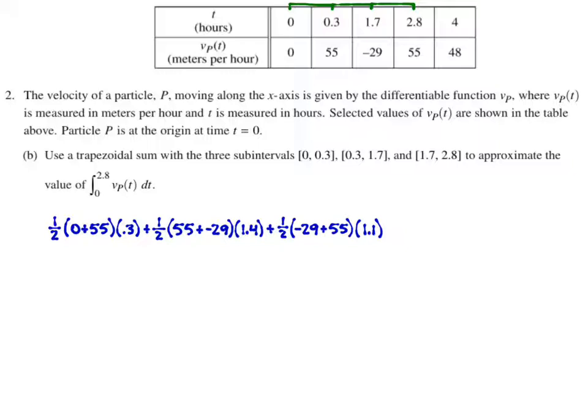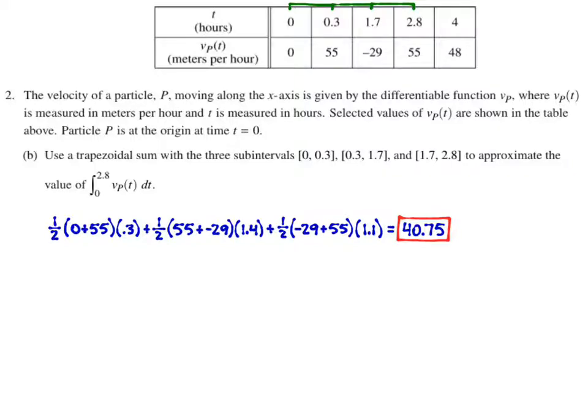Now notice we were doing 3 subintervals for the integral from 0 to 2.8, so we don't want to include this last one, and a lot of students will just go through, oh, they said trapezoidal sum, so I'm just going to do a trapezoidal sum. Please make sure you're reading the prompt to make sure you understand what you're doing. It says 3 subintervals, so we should have 3 trapezoidal areas. Then we can simplify all this to 40.75.